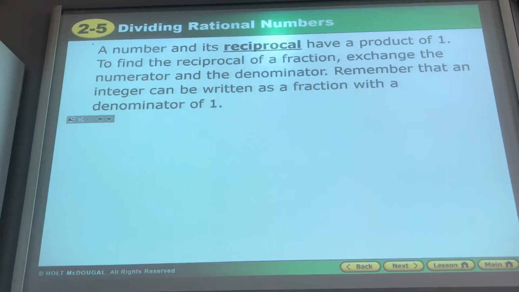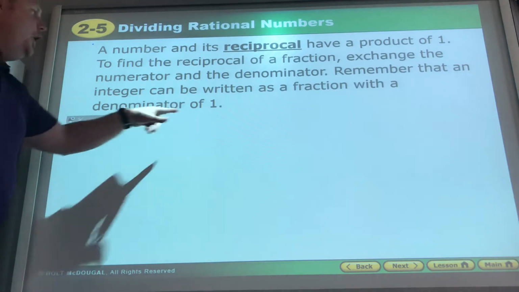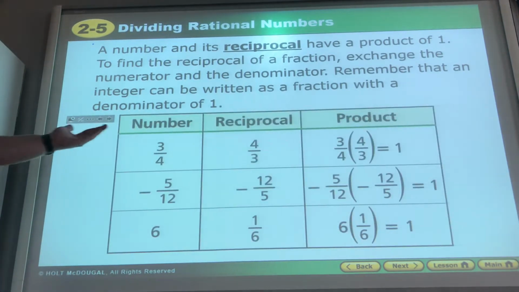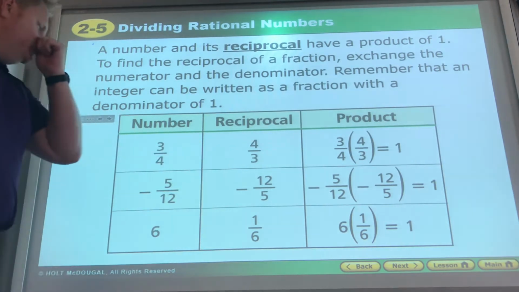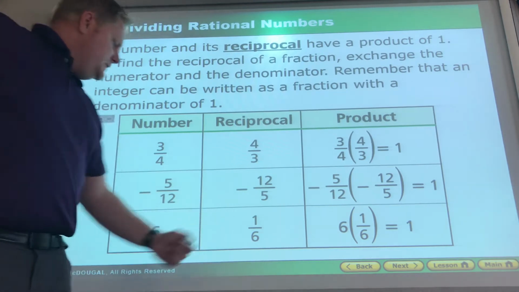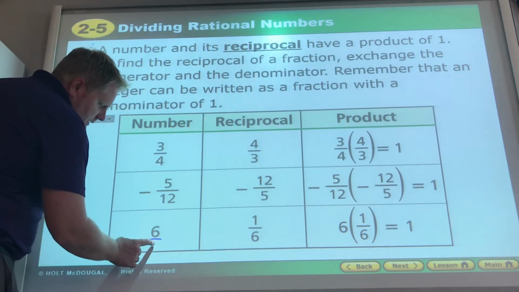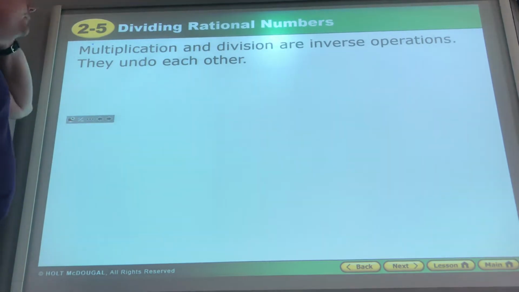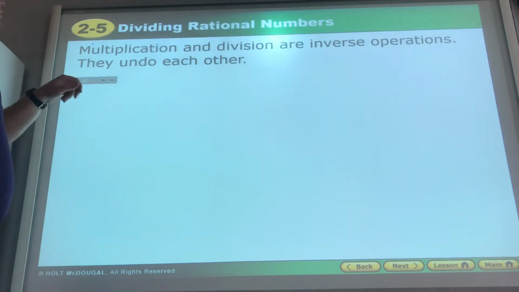To find the reciprocal of a fraction, exchange the numerator and denominator. I said flip them, they said exchange. Remember that an integer can be written as a fraction with a denominator of 1. We always do that. All right. Number, there's the reciprocal. Number, there's the reciprocal. Number, there's the reciprocal. Because we knew 6 can have that 1 on the bottom. Very good.